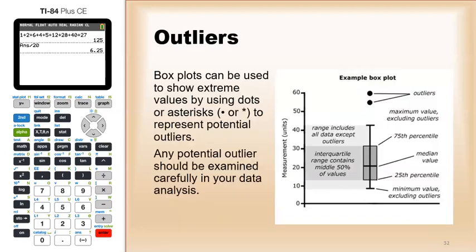All right, one thing, there's actually 2 versions of box plots out there. There's one version that I talked about where you draw the whiskers up to the minimum and maximum. But there's also another version where you draw the whiskers up to a certain point, and then everything beyond that is going to be an outlier. So box plots can be used to show extreme values by dots or asterisks to represent potential outliers. So you might occasionally come up with a box plot like this, where when you see these 2 dots here, that means outliers.